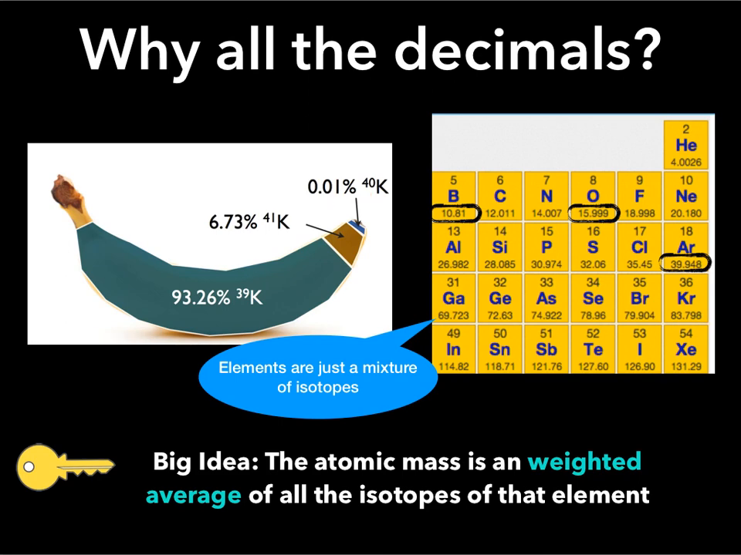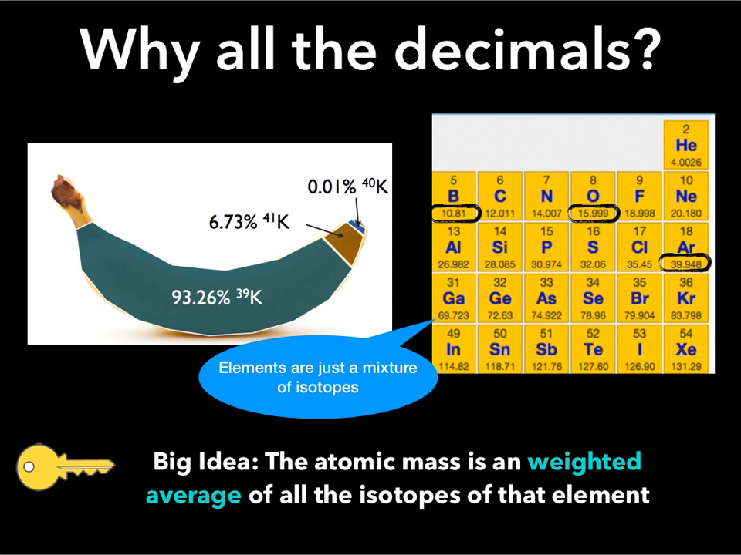If you take a look at the mass of potassium on the periodic table, you're going to see that it is somewhere around 39, because most of these isotopes are of this type. When it's averaged together, that number is going to be closer to 39. So the big idea really is that the atomic mass is just a weighted average of all the isotopes of that specific element.